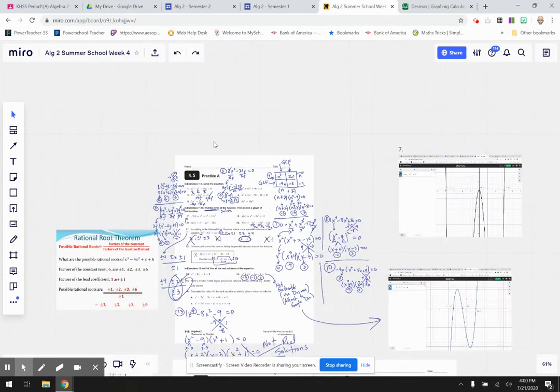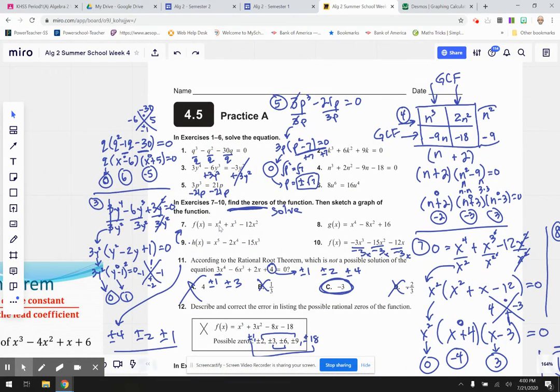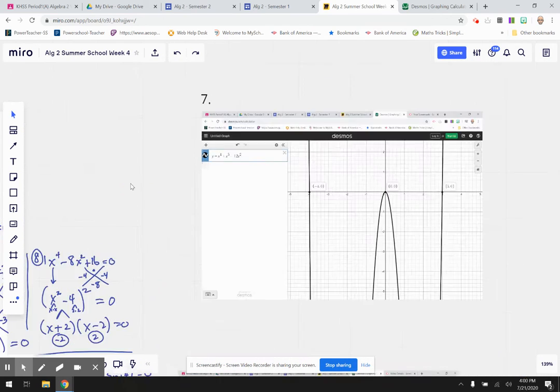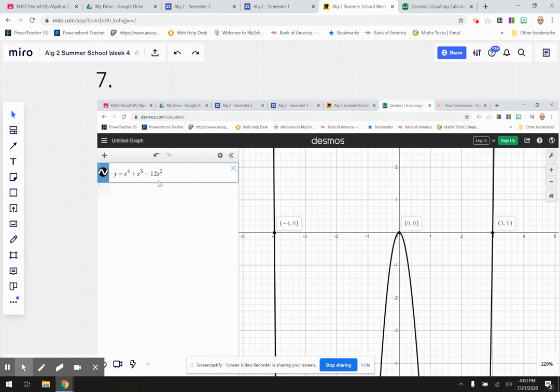All right, when we get to 7 through 10, it does say to find the zeros, meaning solve, and then sketch a graph. Now you don't have to sketch the graph, you just have to get me a screenshot of the graph. So you're going to type in the equation into Desmos. You can put a y equals there. And in this case, you'll see there's 3 places where it touches the x-axis. A -4, a 0, and a 3. Those are going to be our 3 solutions.